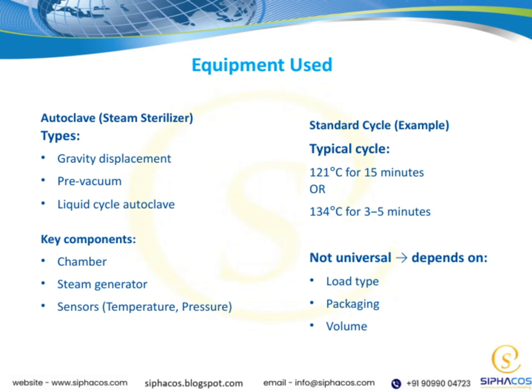Now, regardless of the type, autoclaves have some key components. The main chamber is where the sterilization happens. Then there's the steam generator, which produces the sterilizing steam. And finally, sensors. These are critical. They monitor temperature and pressure throughout the cycle to ensure everything is proceeding correctly and safely. All these elements work together to achieve effective sterilization, which is essential for maintaining safety and compliance in our practices.